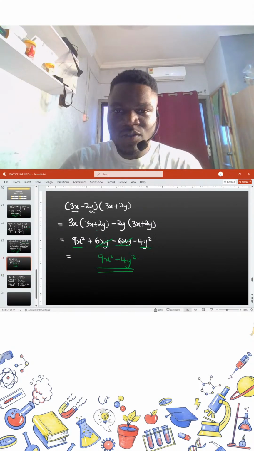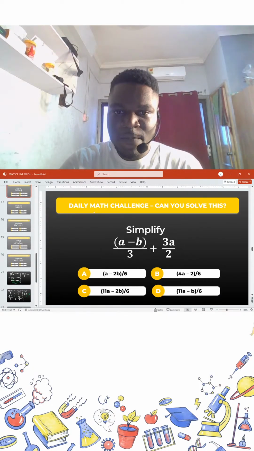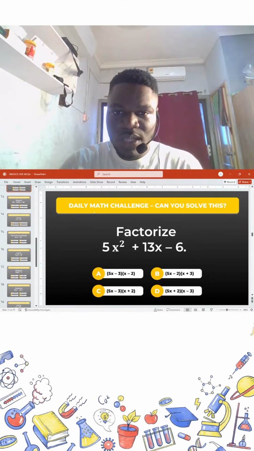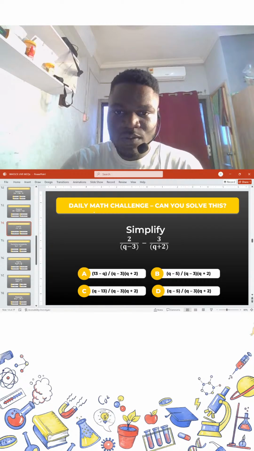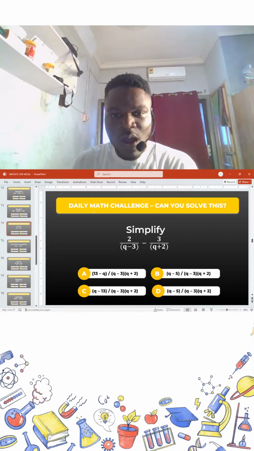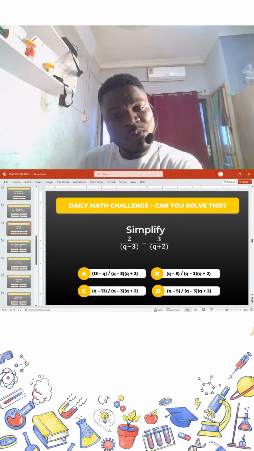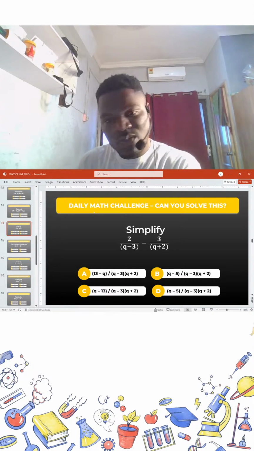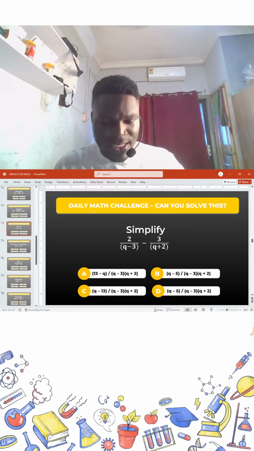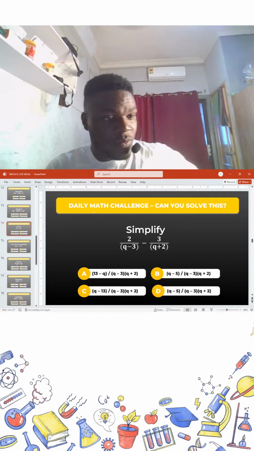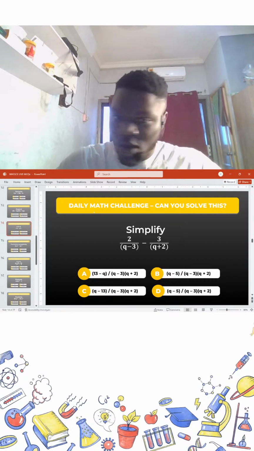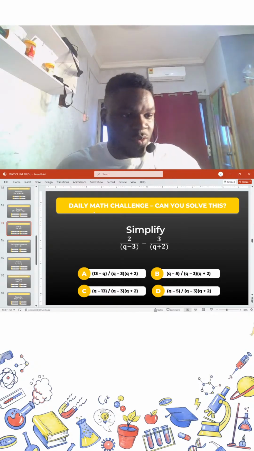And if we look to our possible options, let's go there. Yes, if we look to our possible options, we can see option A, 13 minus q over q minus 3, q plus 2. Yes, so option A is our correct answer. Option A is our correct answer for this particular expression.